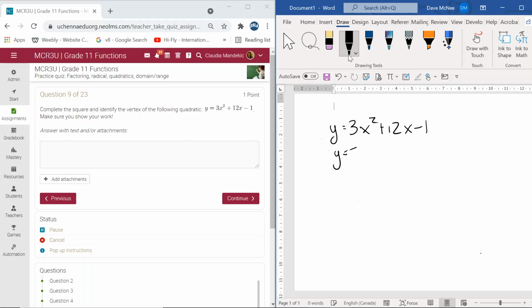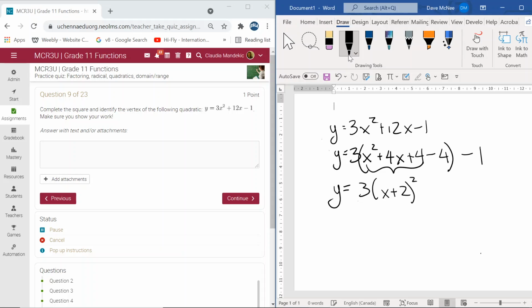I'm going to factor out a 3. I'll end up with x squared plus 4x. And then I'm going to use the middle term, divide it by 2 and square it. I know that that's going to be plus 4 minus 4, and then I still have the minus 1. So you can tell I'm combining steps here. My trinomial is going to become x plus 2, all squared, very similar to the last question. The negative 4 is going to get kicked out with a positive 3, so it'll be negative 12 minus 1, which will give me negative 13. So that's my completing the square.